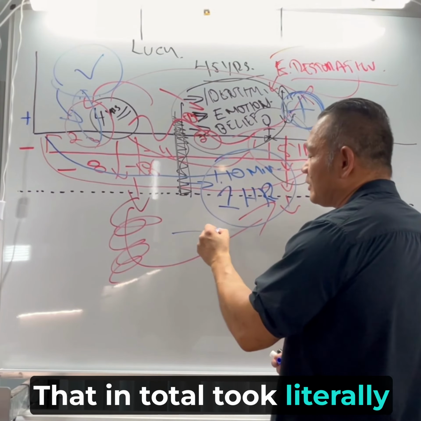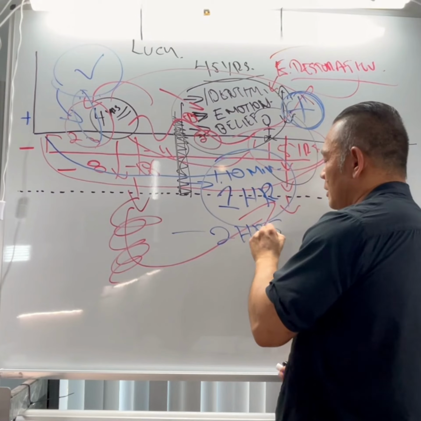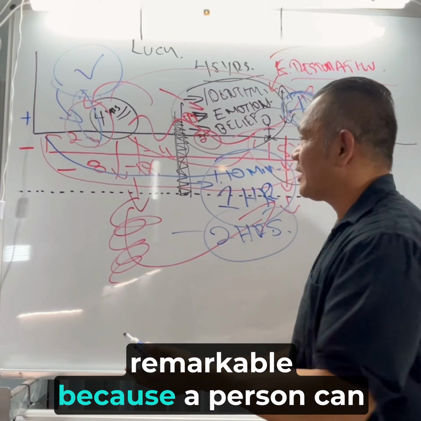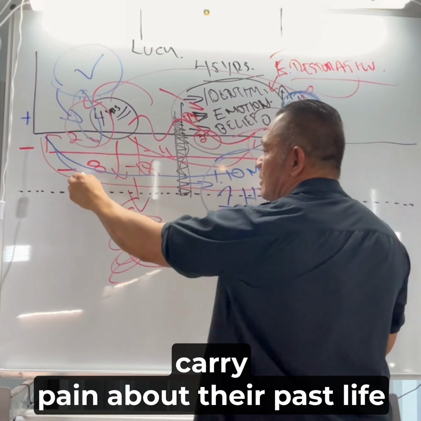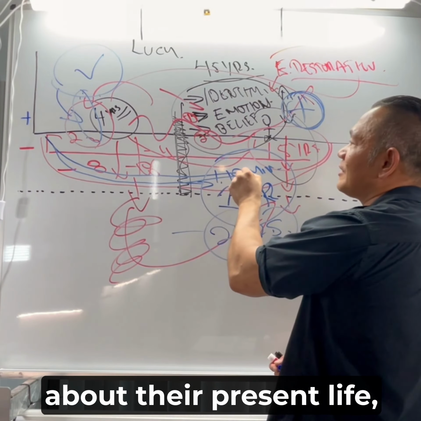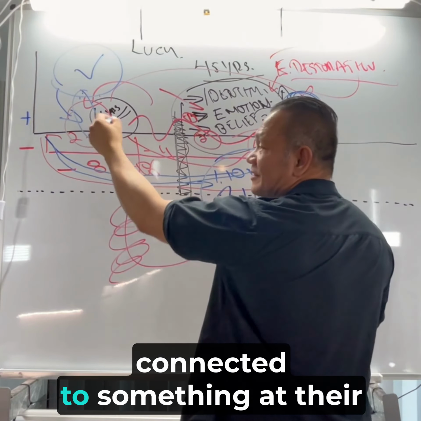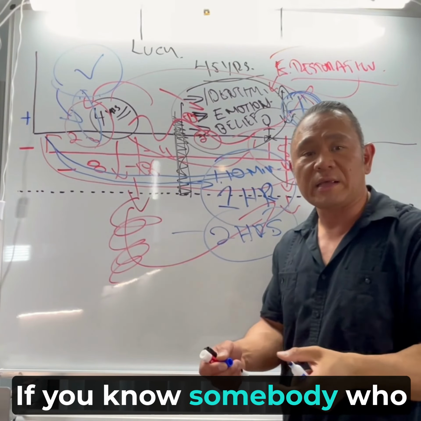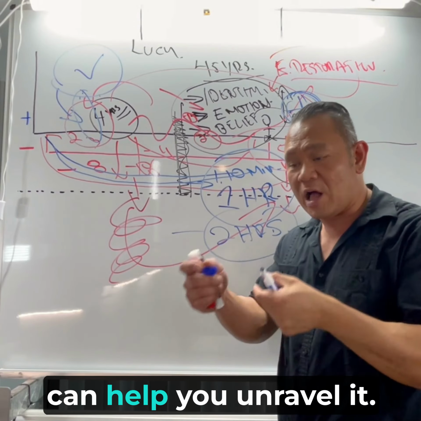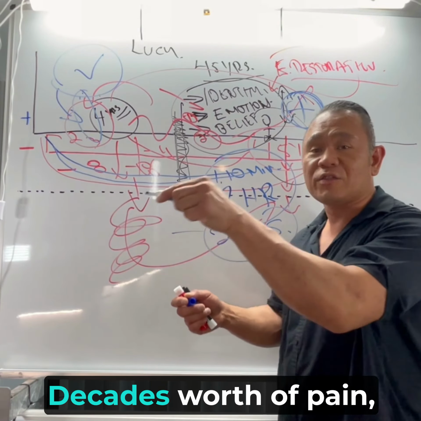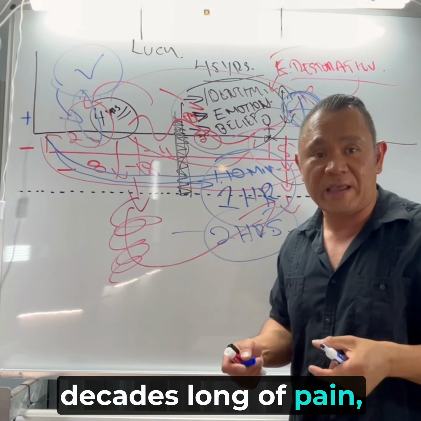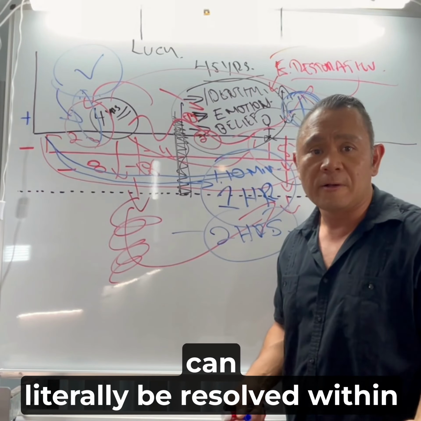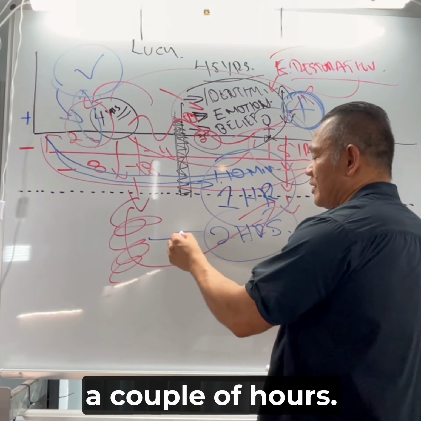That in total took literally just a little over 2 hours. And this is why I love this work and why I think it's so remarkable. Because a person can carry pain about their past life, about their present life, and have it connected to something at their childhood for decades. If you know somebody who understands this work and can help you unravel it, decades worth of pain, decades long of pain, of discomfort, of anxiety, depression, anger, whatever you call it, can literally be resolved within a couple of hours.